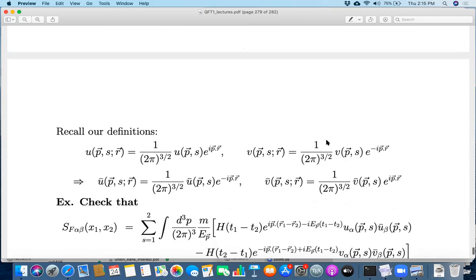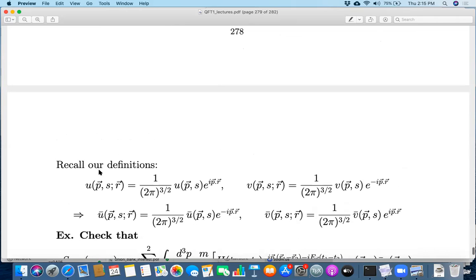And this is what we get. Then you also use the expression for u and v. So u_p(s)(r), for example, was given by this expression over here, e^(ip·r)/(2π)^(3/2) times u_p(s). This was defined as some solution to some eigenvalue problem. And similarly for v.